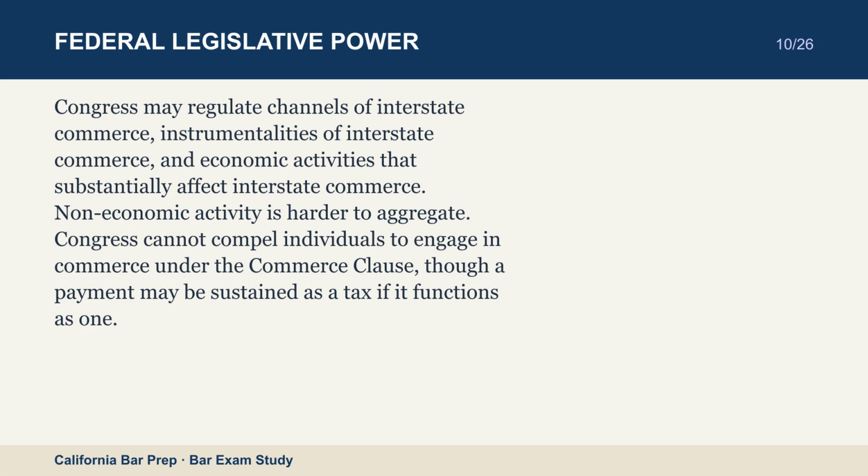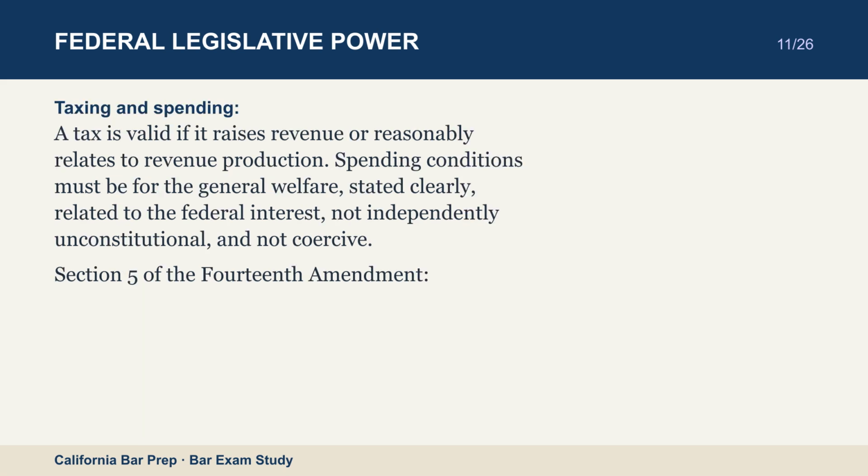Congress cannot compel individuals to engage in commerce under the Commerce Clause, though a payment may be sustained as a tax if it functions as one. Taxing and spending. A tax is valid if it raises revenue or reasonably relates to revenue production. Spending conditions must be for the general welfare, stated clearly, related to the federal interest, not independently unconstitutional, and not coercive.